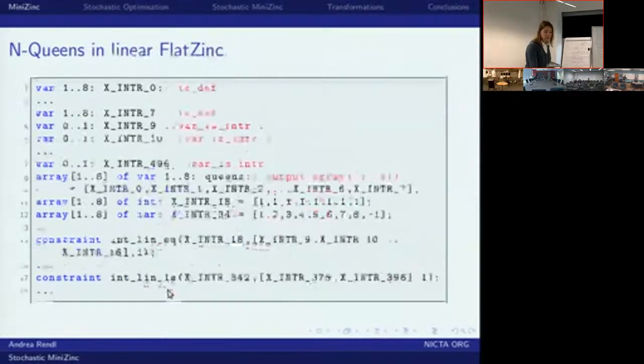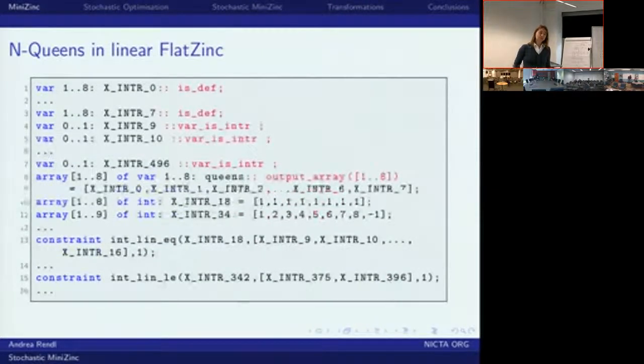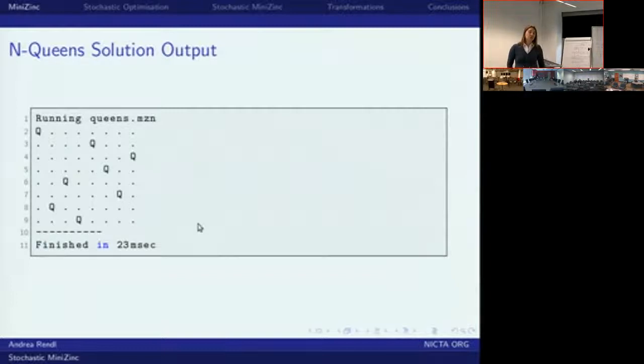So for illustration, how would the same problem look for a linear solver? Here we can see the FlatZinc for a MIP solver. As you can see, we first have, again, those variables so we can later reproduce the output. And then we have 0, 1 variables, basically up to 496 of those to represent the problem. And all the constraints are transformed into linear inequalities and equalities. Finally, after solving this problem, we get this output as we have specified in our problem. You can see the queens mark the places where each queen has been placed.